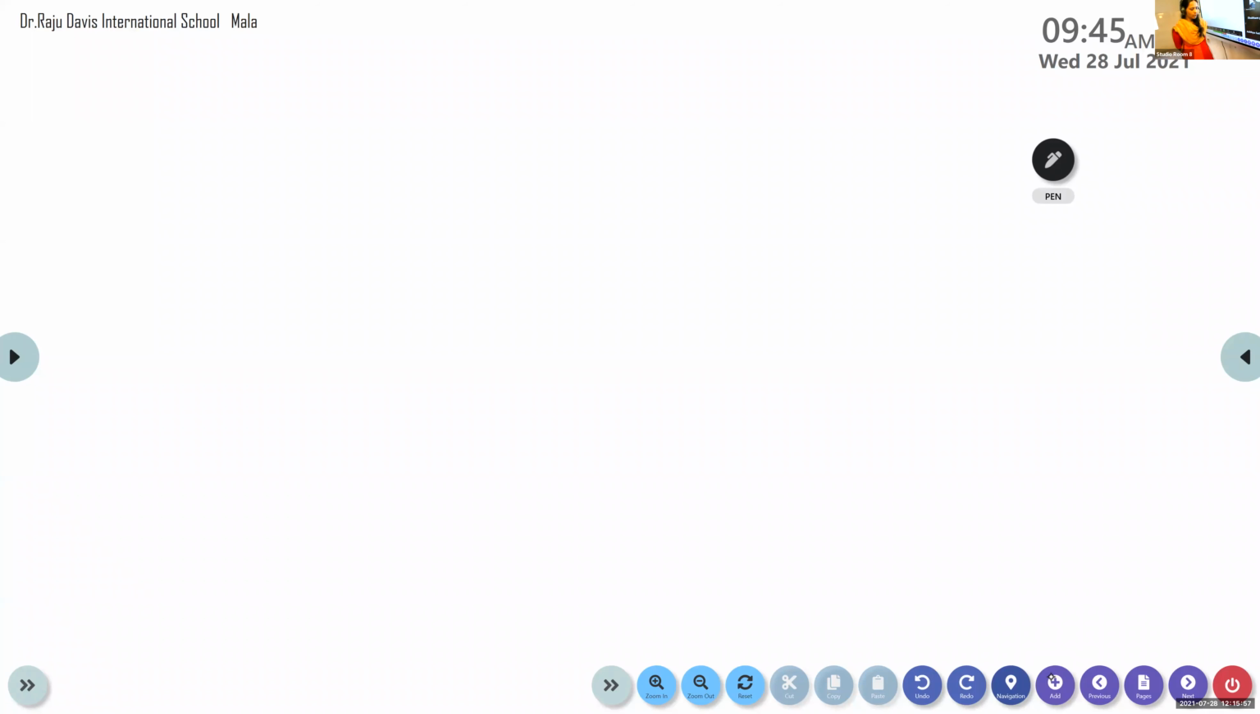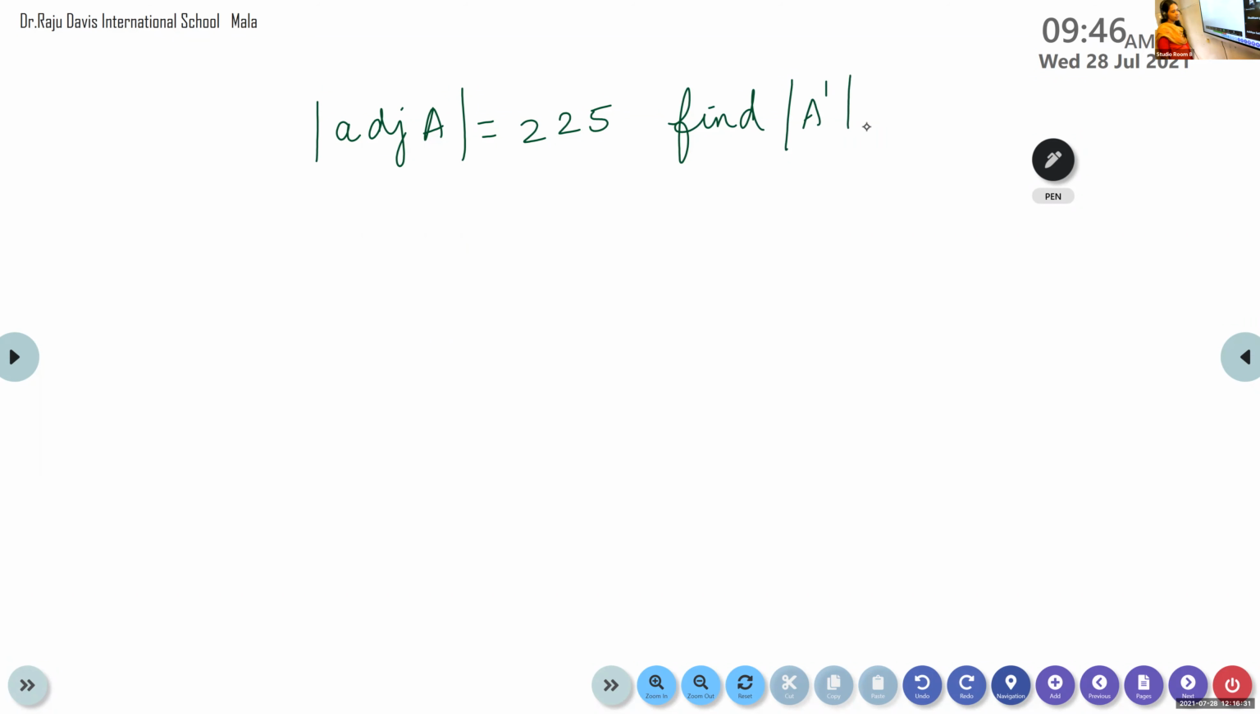Write the next question. A is a non-singular square matrix of order 3 such that determinant of adj A is equal to 225. Find determinant of A dash. What is meant by A dash? Find determinant A dash. That means what you have to find?